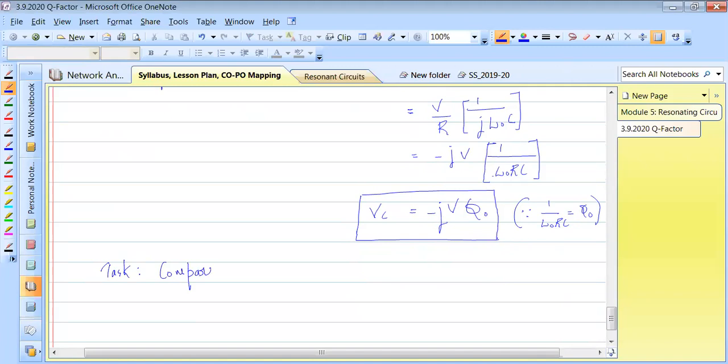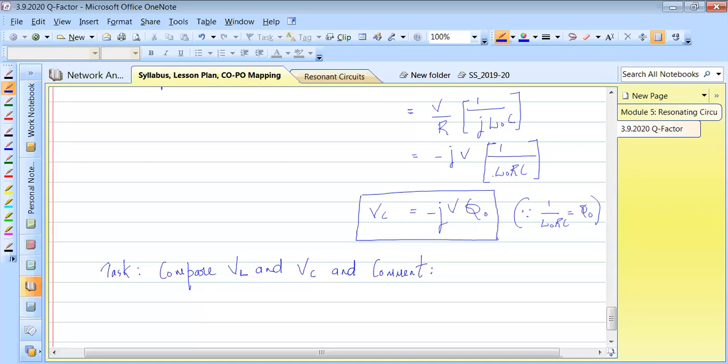Compare VL and VC and comment. Let's see who can do this. VL plus VC is equal to 0. Fine. One comment. That's correct. VL plus VC is equal to 0.